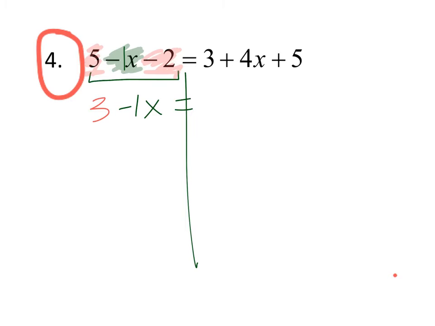And then I'm going to do the same thing on the other side. On the other side, there's one x value, that positive 4x. So I can't combine that with anything, but I also have 2 values that are constants that do not have an x that I can combine together. So 3 plus 5, I get 8, and then I just bring down that plus 4x.